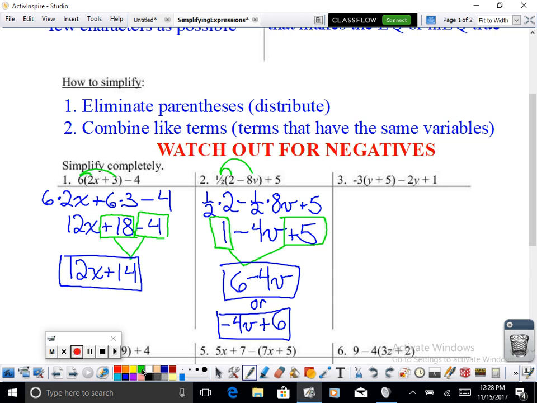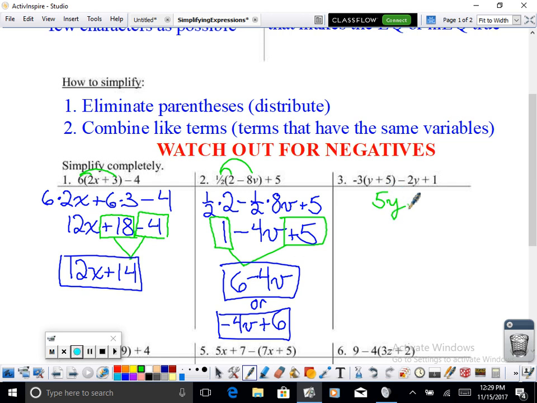Okay, let's take a look at number 3. Number 3, I have negative 3 times the quantity y plus 5, minus 2y plus 1. So I've got an extra term here. No big deal. Step number 1 is still eliminate those parentheses. Now I'd love to do y plus 5 and say that that's 5y, but what does 5y mean? What does that mean? Caitlin? It would mean that you added. If I wrote y plus 5 and I'd love to call that 5y, but if I did that, that'd be wrong.